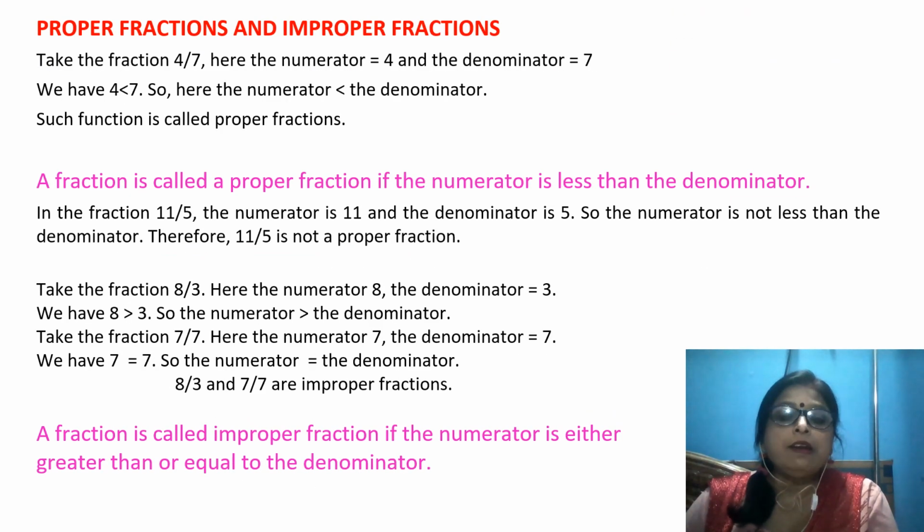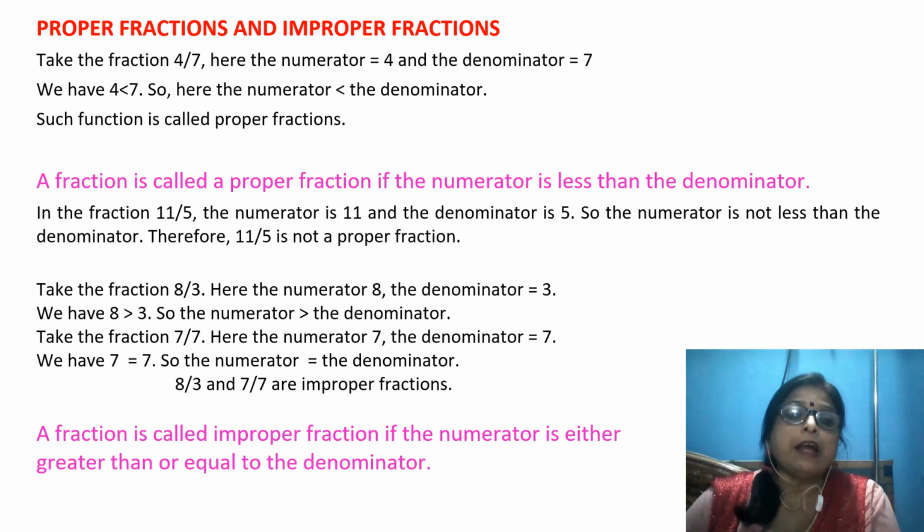Now, next one, proper fraction and improper fraction. Take the example of the fraction 4 by 7. The numerator is 4 and the denominator is 7. It means 4 is smaller than 7. In other words, the numerator is smaller than the denominator. Such a fraction is called a proper fraction. A fraction is called a proper fraction if the numerator is less than the denominator.